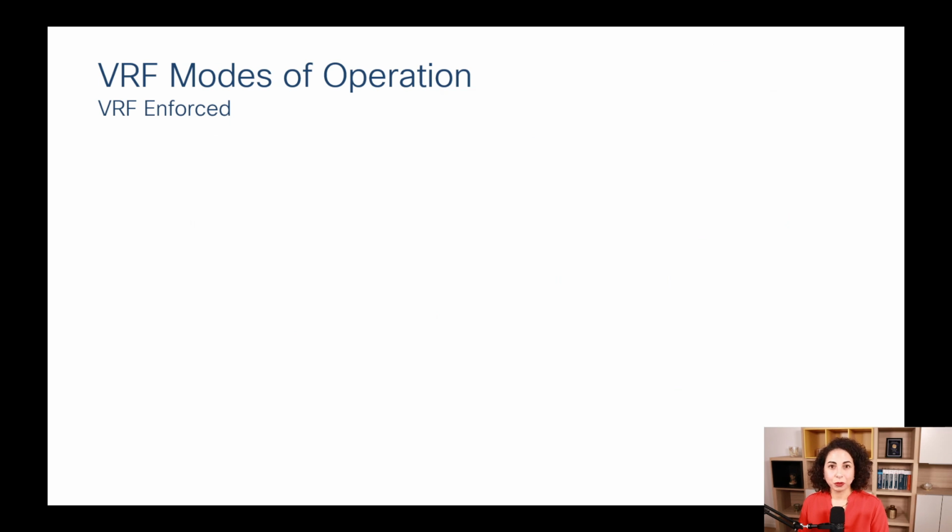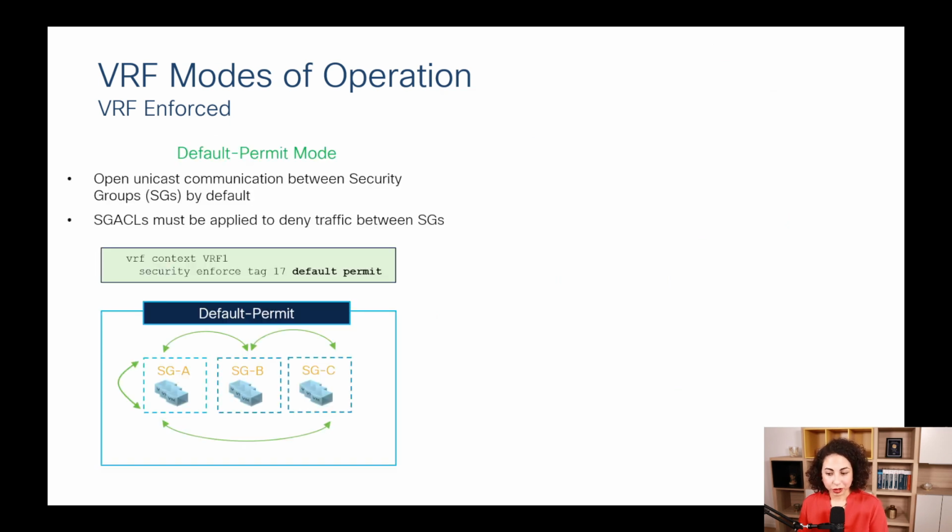So now let's check out what we have from the enforced mode perspective. Actually, for enforced mode, we have two possibilities. Either we have a default permit or we have a default deny. Let's check out first the default permit. What it means here is that with the default permit, we are able to configure our security groups. So again, let's take the same example, the security group clients, the security group servers, host 1 in clients, server 1 in servers, 100 for the first tag, 200 for the second tag.